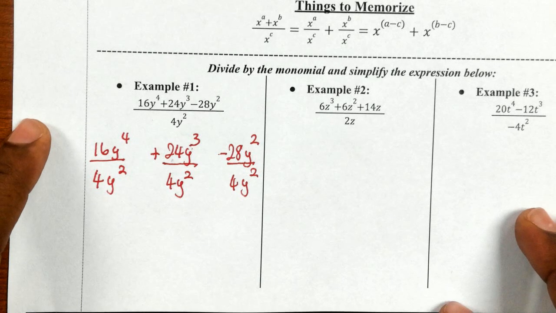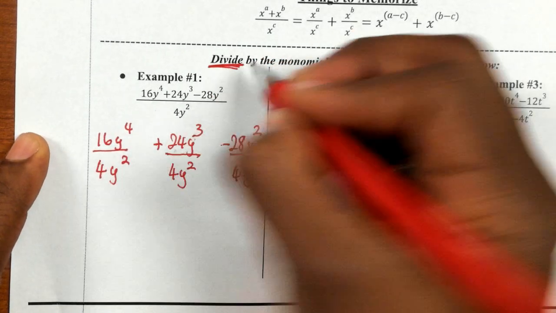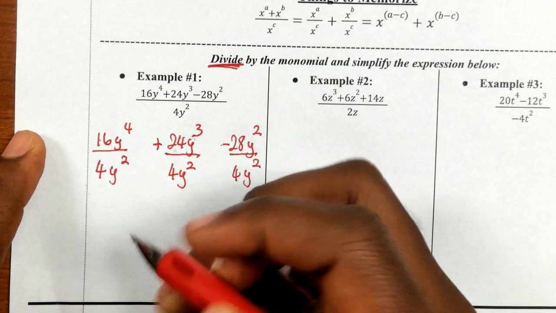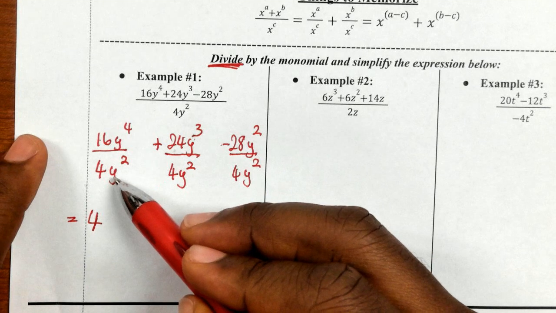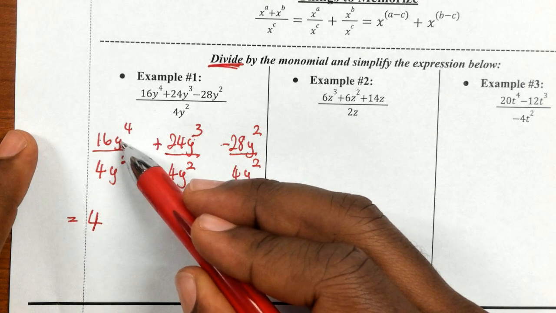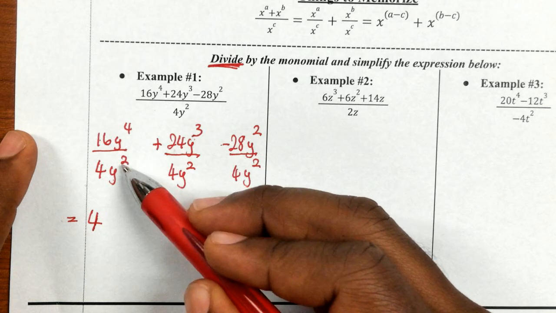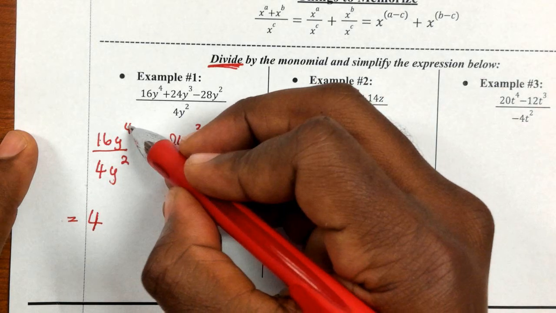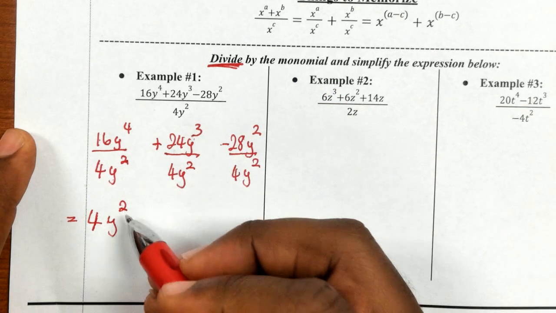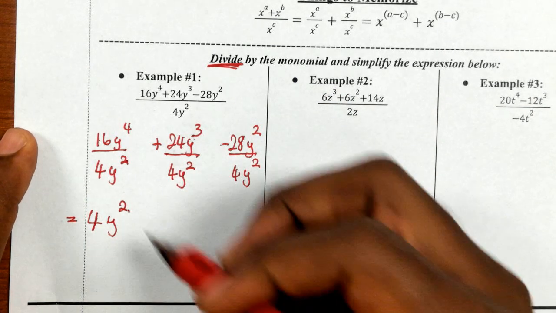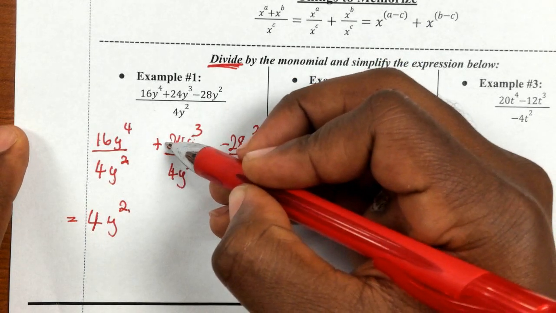Now I'm going to go ahead and divide. So if I divide 16 by 4, I get 4. When you're dividing things that have the same base, so they have that same variable y, you subtract the exponents. So what's 4 minus 2? Yup, 2. So we have y to the 2nd power. And this is simplified.